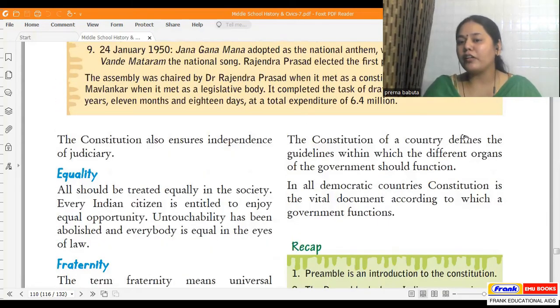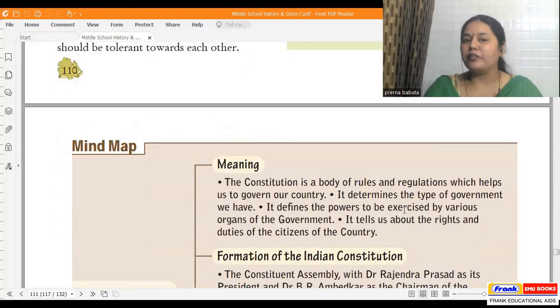The constitution of a country defines the guidelines with which the different organs of the government should function. In all democratic countries, the constitution is a vital document according to which the government functions. So this is a short story of the constitution. In higher classes and even in the remaining chapters, we are going to talk about some other aspects of the constitution. Correct?